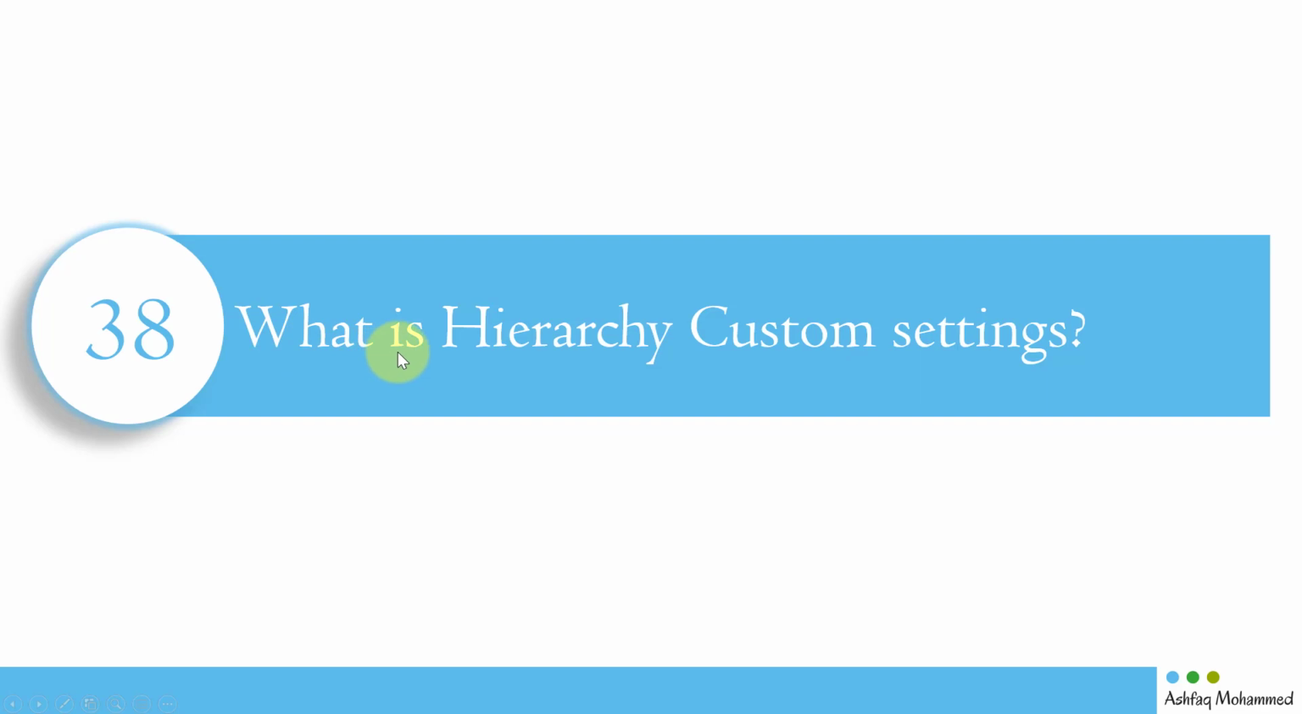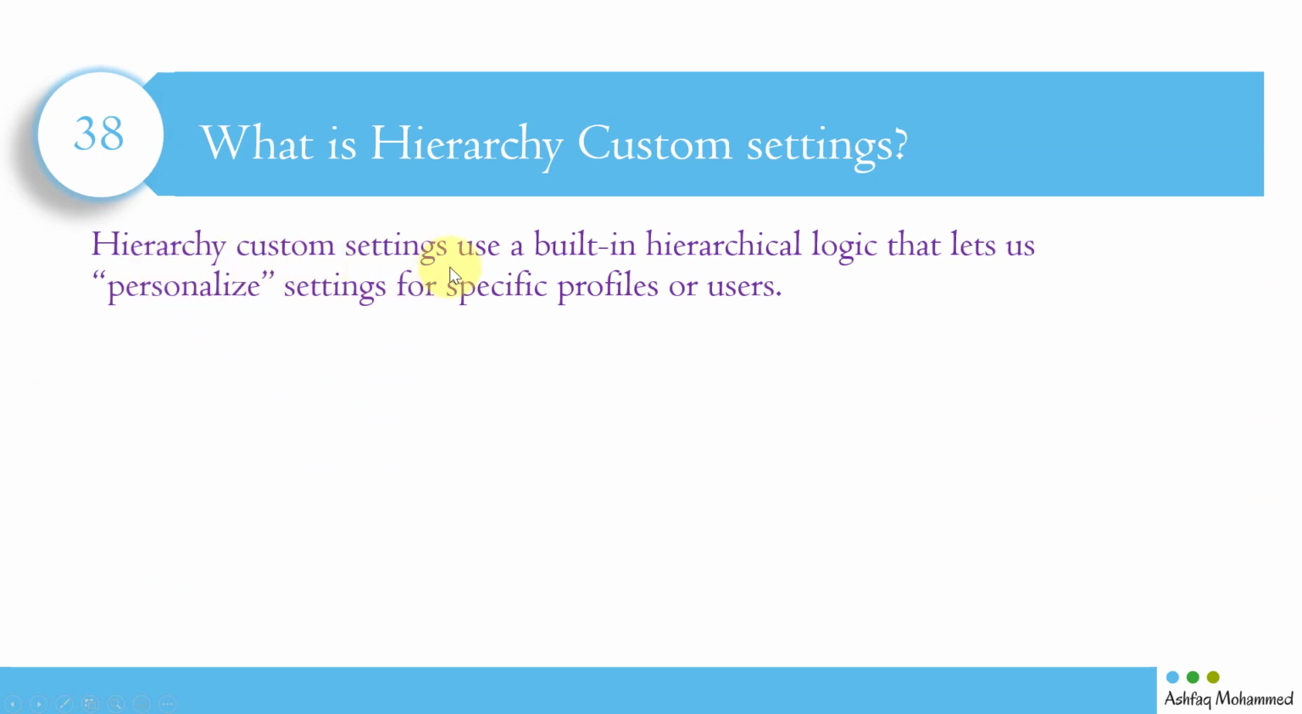The next question is, what is a hierarchy custom setting? As I said, list custom setting is straightforward. It's similar to how we save data into an object. But hierarchy custom setting is really powerful. Hierarchy custom settings use a built-in hierarchical logic that lets us personalize settings for specific profiles or users.